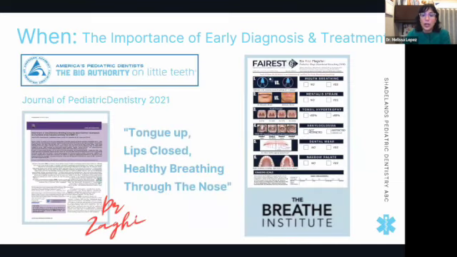So here is Dr. Zaghi's protocol got accepted by the AAPD, as I mentioned. It's called the Ferris 6, and we are using this in the office for the older children. And they came up with this saying, tongue up, lips closed, healthy breathing through the nose. Something that we repeat to our patients when they leave so that they can remember: tongue up, lips closed, healthy breathing through the nose. It's fun. They like it. We repeat it. And we basically sometimes walk them out of the hall just singing that.